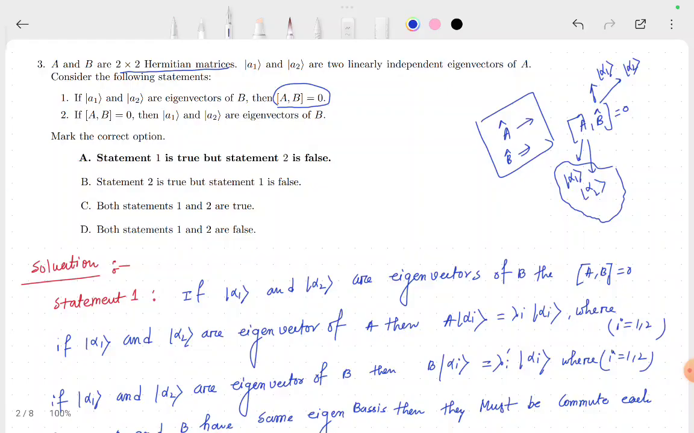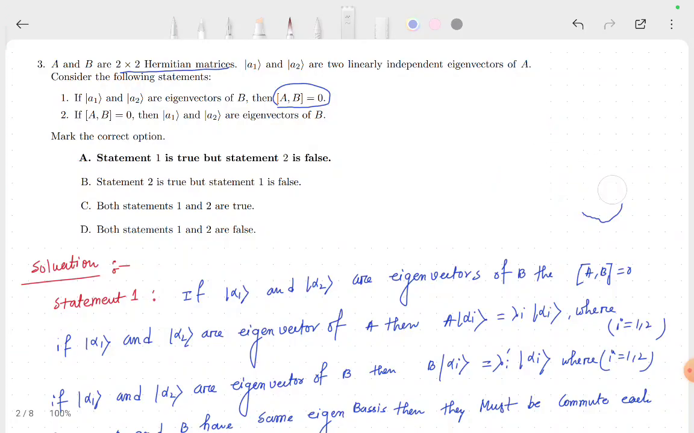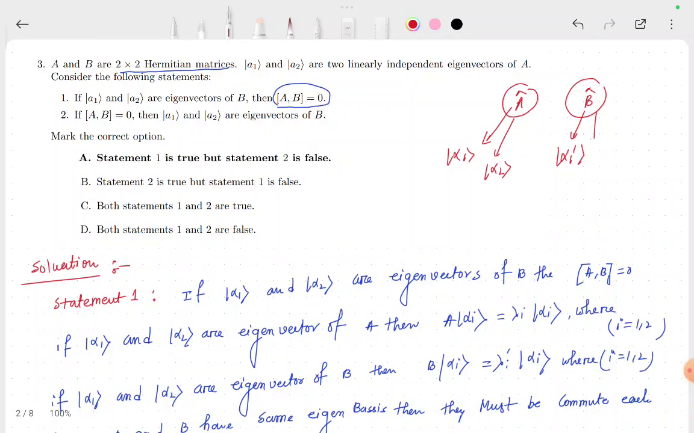So I just clear the point here. We have two operators, A cap and B cap. A cap has eigenvectors alpha 1 ket and alpha 2 ket. B cap has eigenvectors alpha 1 prime ket and alpha 2 prime ket.